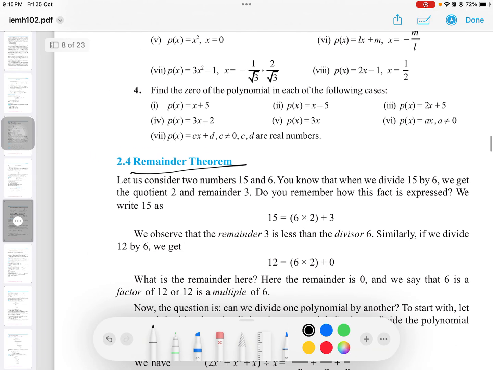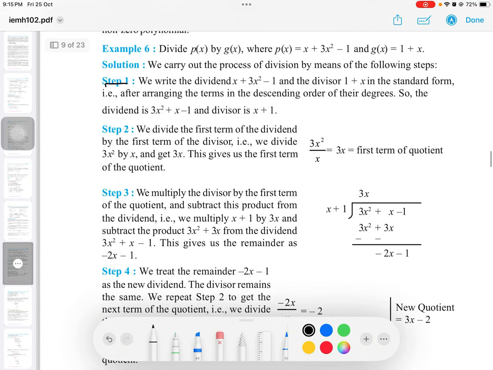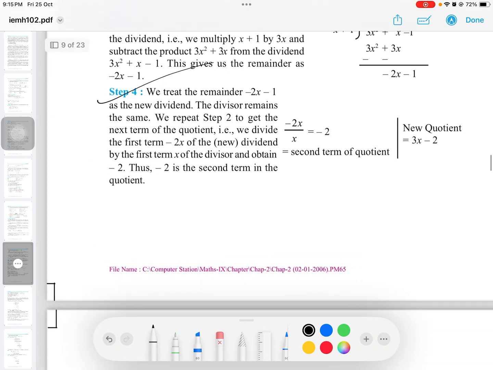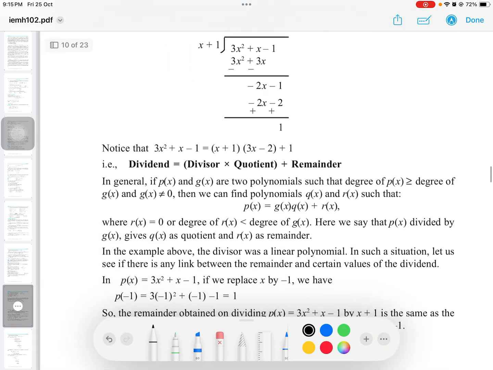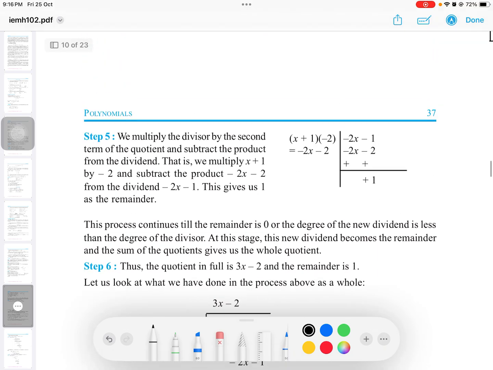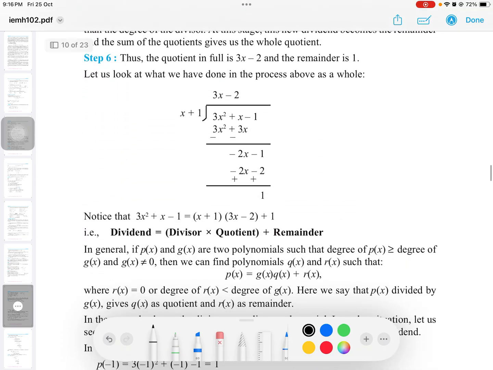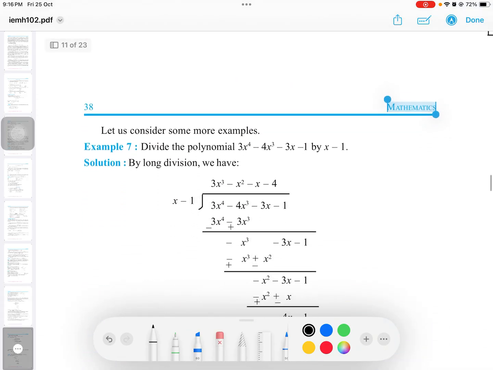We have to look at this. Now, the first step 1, step 2, step 3, step 4, step 5, step 6. I expect you to read this fully and you would get an idea. Or else you don't have to read. If you're struggling to read, you could just use the explanation which I gave you. Now what did we finally get?